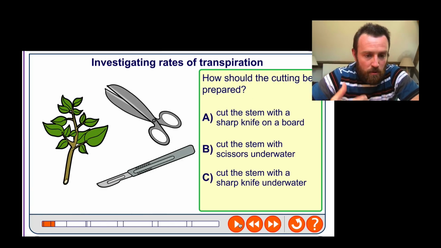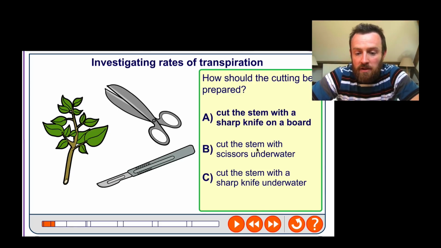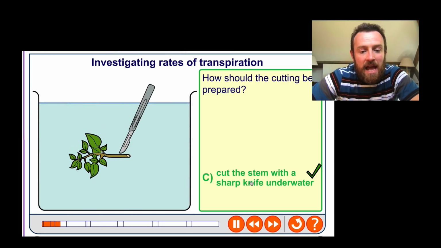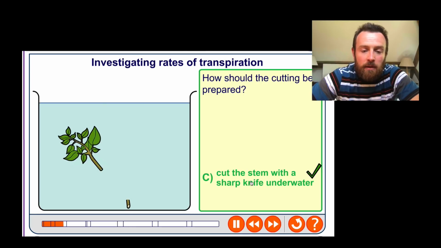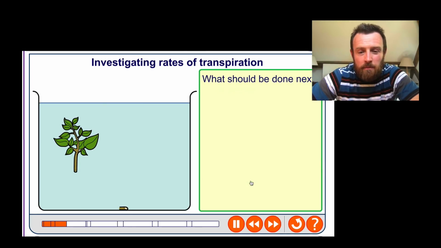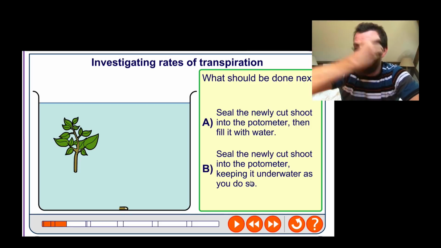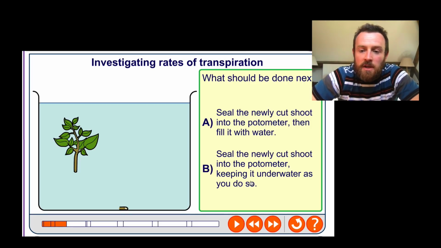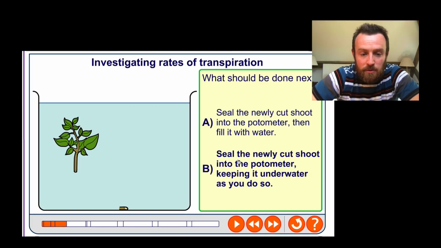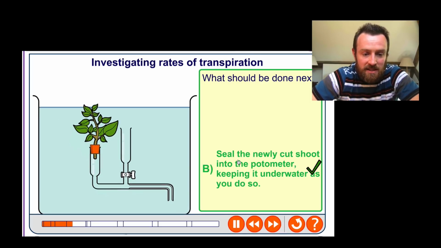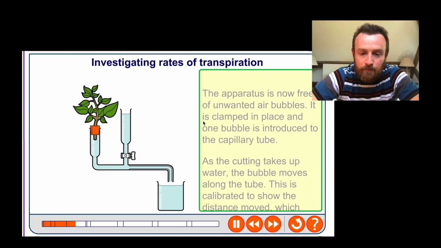Now when we cut the branch, which we're going to investigate, it should be cut with a sharp knife underwater. That is so we don't get any air bubbles introduced into the xylem, which would block the flow of water up the xylem. If you get a bubble in the xylem, you can't have that cohesion of water molecules going up it. So we've got to cut it underwater. Then we have to place the newly cut shoot into the potometer, all whilst it's underwater. Again, this is just to stop the bubbles getting into the xylem. So this whole thing is now filled with water.